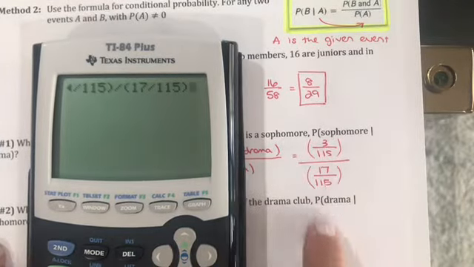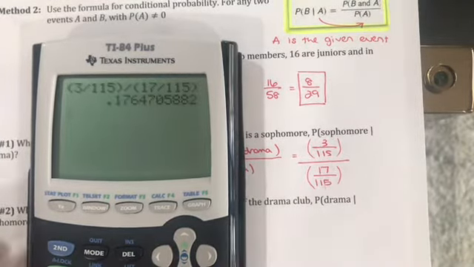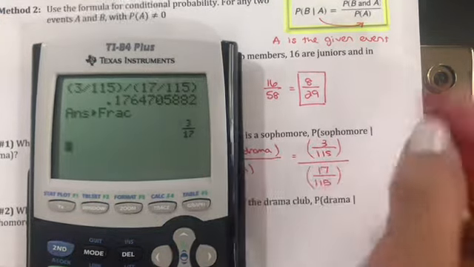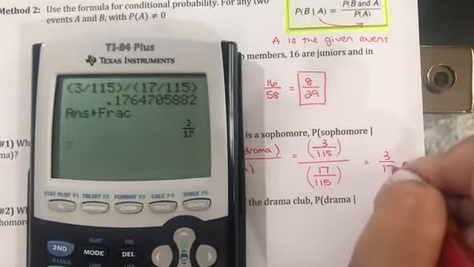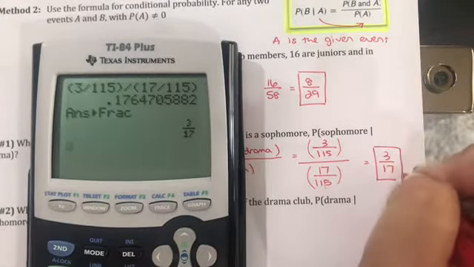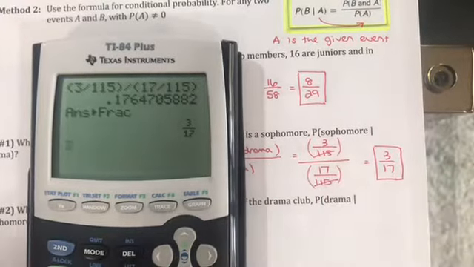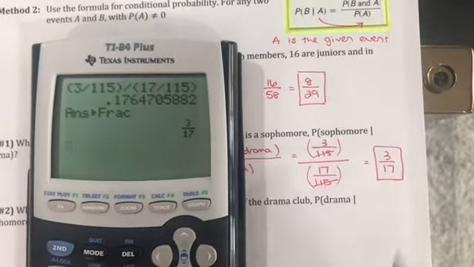Okay, so I just typed this whole thing into my calculator. Math, frac, and we end up with 3 over 17. Again, if we had just canceled those out, that's a little bit faster. You get 3 over 17.